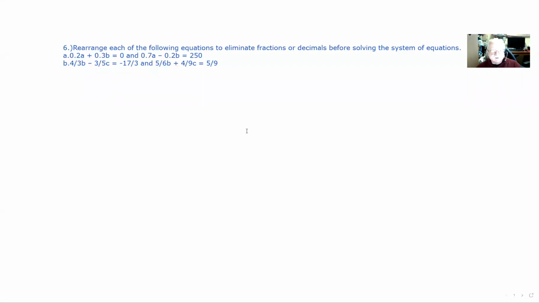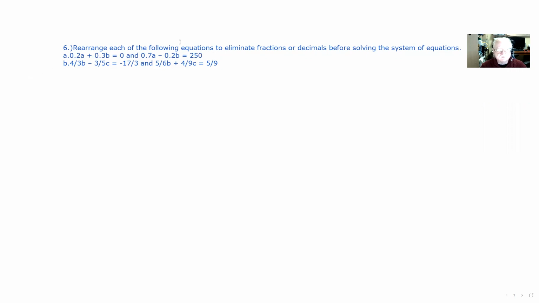This is question number 6 from the chapter 4 agenda questions. They've tried to make life considerably more difficult for us by giving us fractions or decimals. So let's take a look at how we deal with it. The concept is fairly straightforward. We don't like working with fractions or decimals. So before we do anything else, we're going to try to eliminate the fractions or decimals.